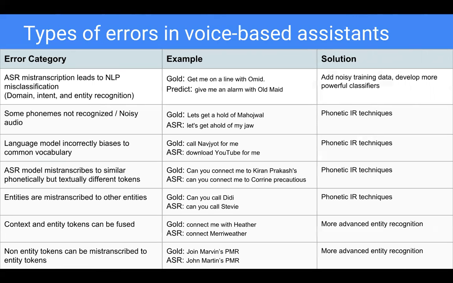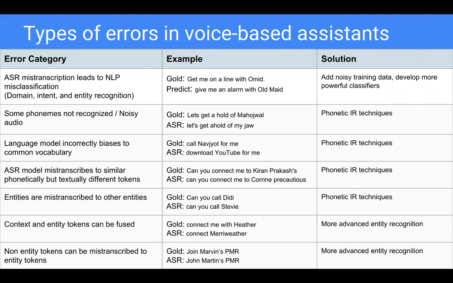So one way to solve this is by adding such kinds of systematically noisy data into your classifier's training data. So this would involve developing more powerful classifiers. And we have used conditional random fields to work with some of this noisy data in our classification.